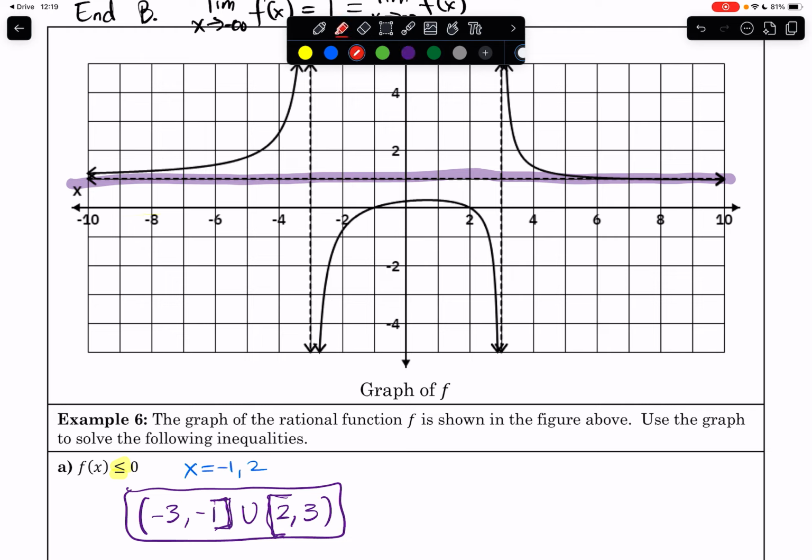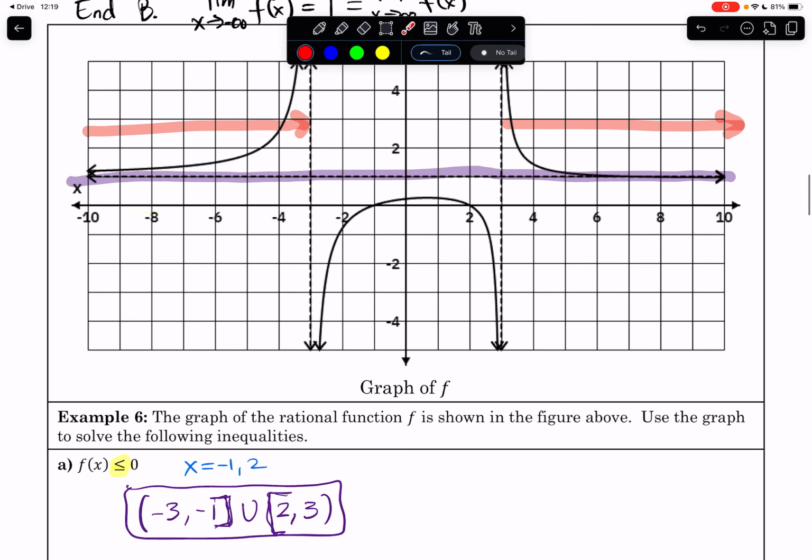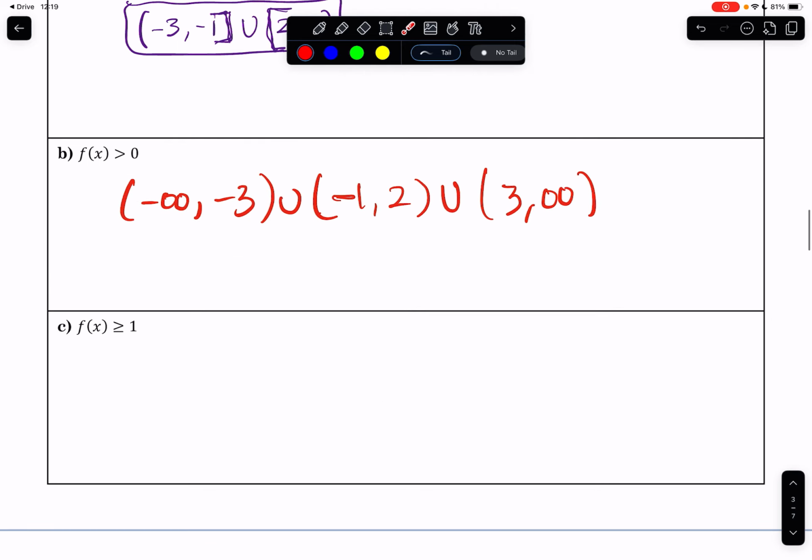Well, if we look at this graph right here, we're above this purple line from here to there. And we're also above that purple line from here to here. Again, this portion of the graph is clearly above that purple line. So our answer is going to be from not negative 10, but from negative infinity to the location of this vertical line, which is negative 3, and then from this vertical line, which is positive 3, all the way to infinity.